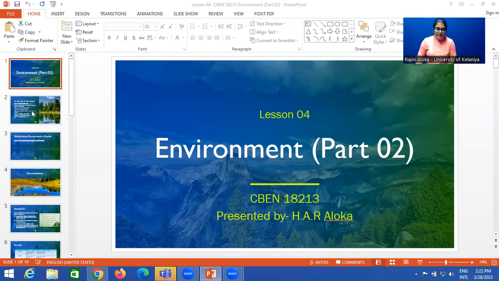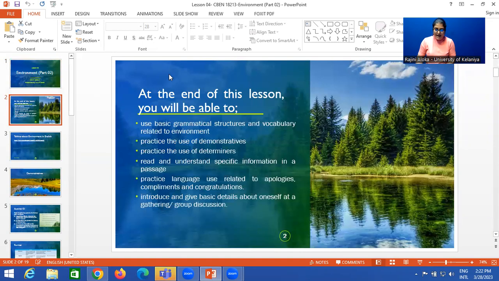Okay, so moving on to the lesson objectives. At the end of this lesson, you will be able to use basic grammatical structures and vocabulary related to environment. Practice the use of demonstratives. Practice the use of determiners. Read and understand specific information in a passage. Practice language use related to apologies, compliments, and congratulations. Introduce and give basic details about oneself at a gathering or a group discussion. So these are the lesson outcomes.